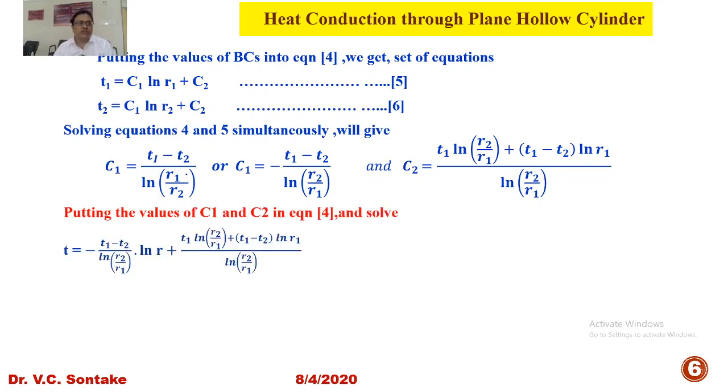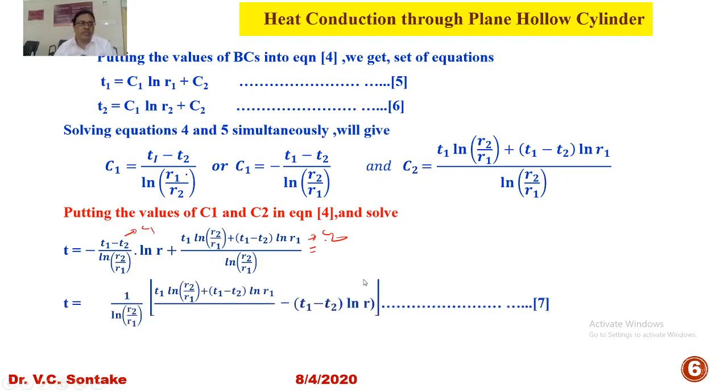T is equal to minus (T1 minus T2) over log of r2 by r1, that is the value of constant C1, into log r, plus (T1 into log r2 over r1 plus (T1 minus T2) into log r1) over log of r2 over r1. So this is the value of constant C2. Simplifying this expression will give me T is equal to 1 upon log r2 by r1, which is common to the entire term, and after rearranging will give me T1 log r2 by r1 plus (T1 minus T2) into log r1 minus (T1 minus T2) log r.